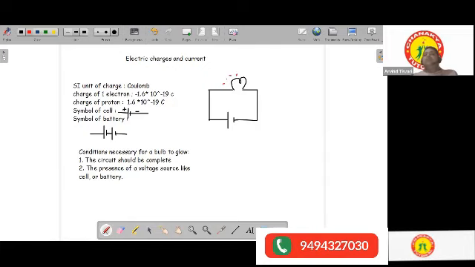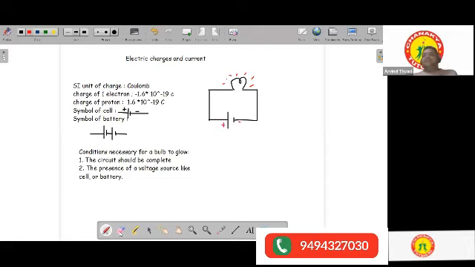See, we are meeting our two conditions. First of all, the circuit is complete. We see that the circuit is not broken. And we observe that there is a voltage source. There is a cell in the circuit, so it will run.